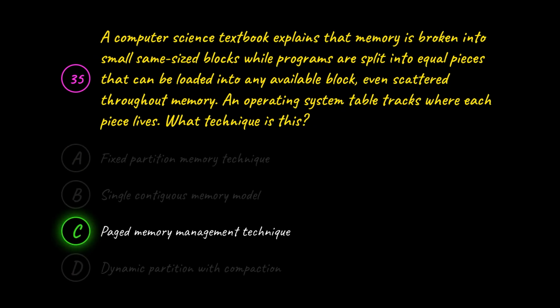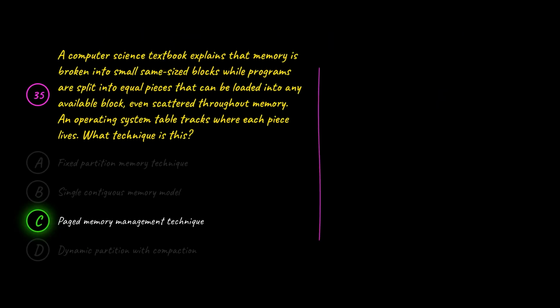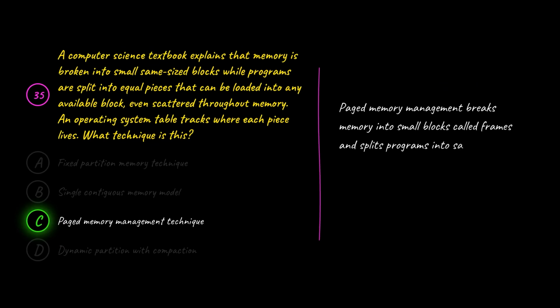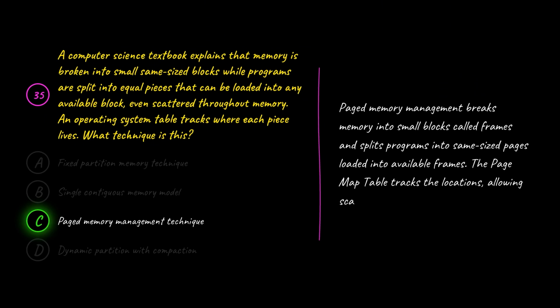The correct answer is C. Page memory management technique. C is correct because page memory management breaks memory into small blocks called frames and splits programs into same-size pages loaded into available frames. The page map table tracks the locations, allowing scattered, non-contiguous placement of program pieces.